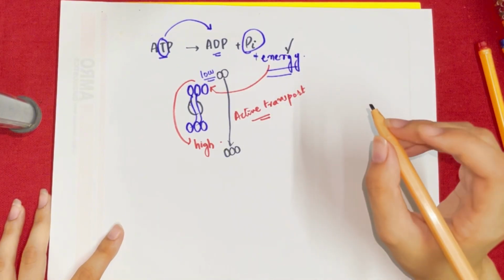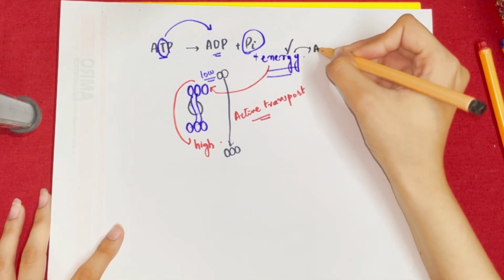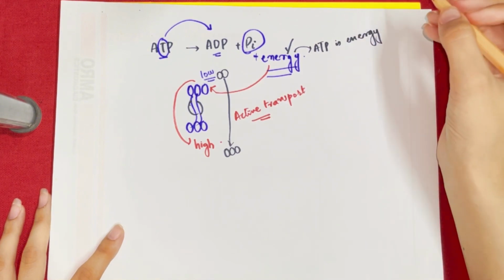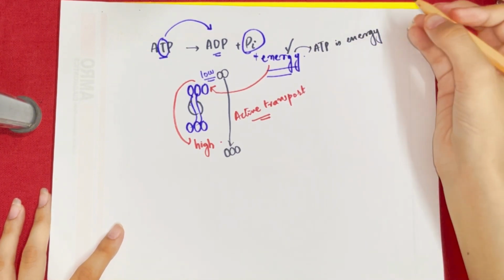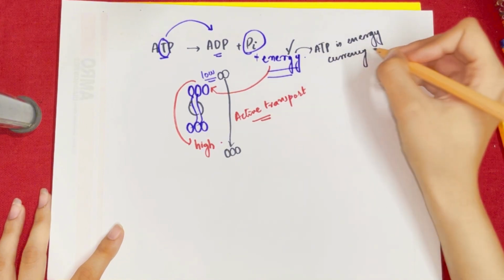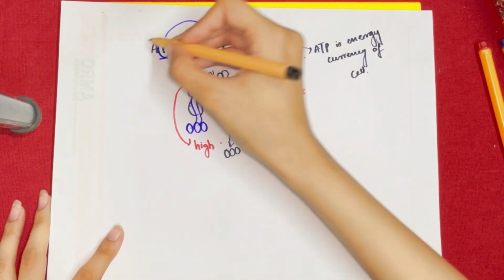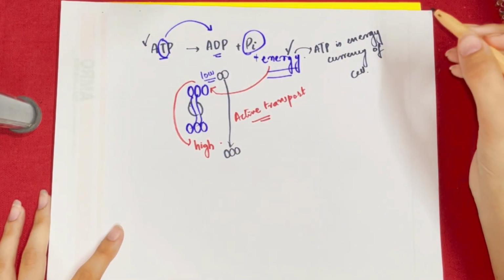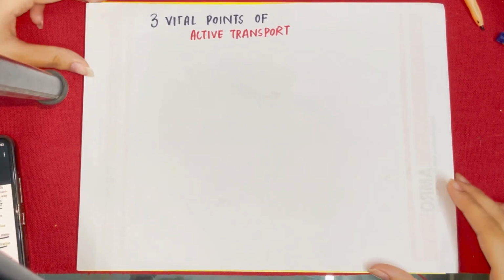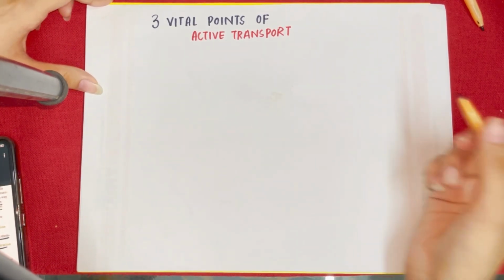You must also remember ATP. Why is the energy produced? Because ATP is the energy currency of the cell. This is a very common statement that we have often heard, that ATP is the energy currency of the cell, and due to this energy currency, many processes take place. This is what you need to learn about the equation of active transport. In order to learn about active transport in more detail, let's discuss the three main vital points of active transport.